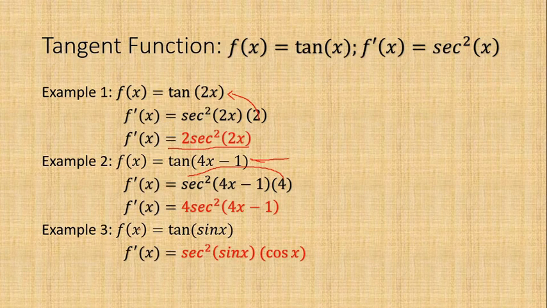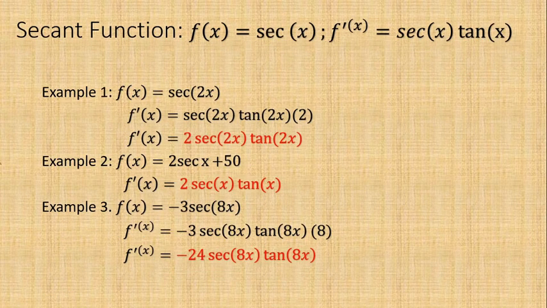Then, example 3 is f of x is equals to tan of sine x. So, paano yan? Using this rule, f prime of x is equals to change tan to secant squared, then copy sine x, then derive sine x. What's the derivation of sine x again? Okay, change sine to cosine. So that's the final answer.